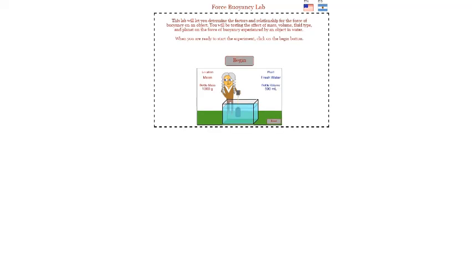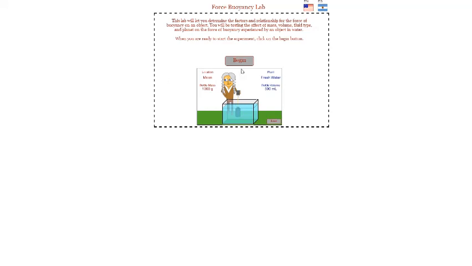Okay, here's your Module 5 lab activity. It's all about buoyancy, and really it's about Archimedes' principle. It's very similar to a lab that traditional students do, a hands-on lab. Well, the best we can do is a simulation.